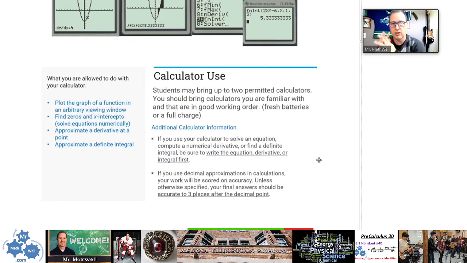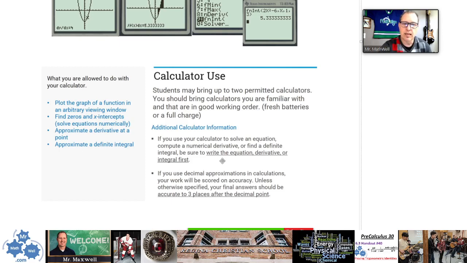Now here's some things though. Okay, on calculator enabled questions on the AP exam, you are permitted a calculator, so you don't have to show manual integration. Let's say you can use your calculator like this right here. You can use your calculator to show you the integral. But, okay, very important, cannot forget this. If you use your calculator to solve an equation or to compute a numerical derivative or integral, you need to be sure to write the equation or the derivative or the integral first. And I will show you an example of that a little bit later on.